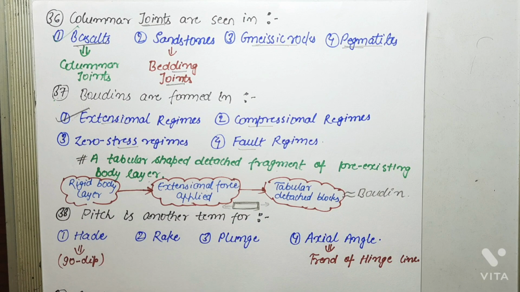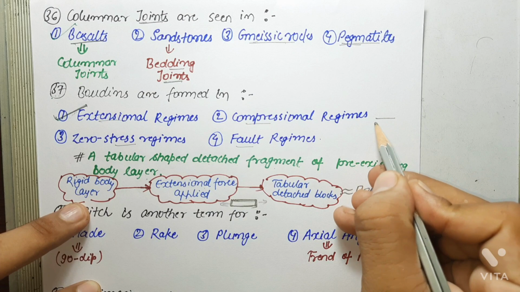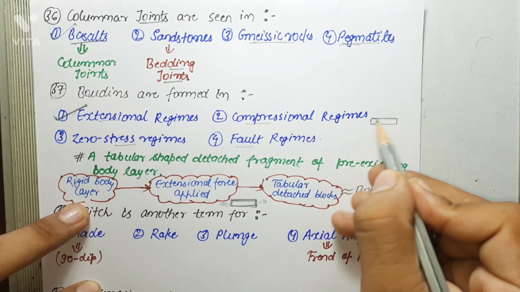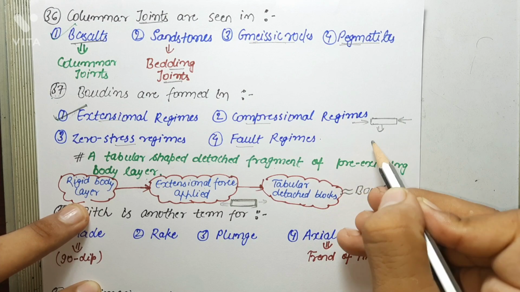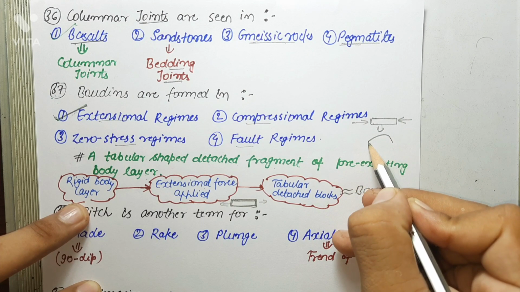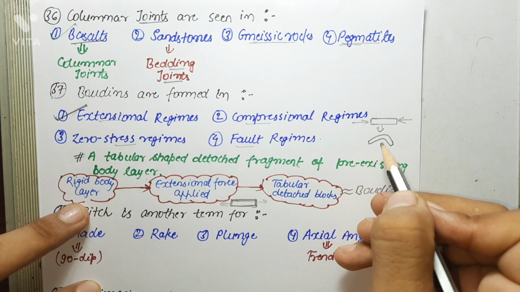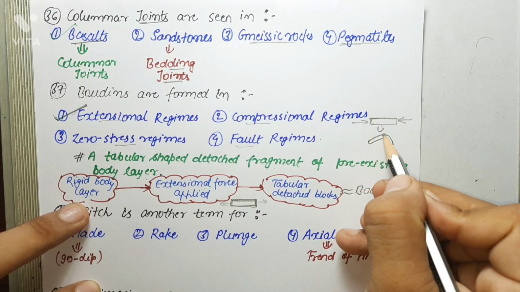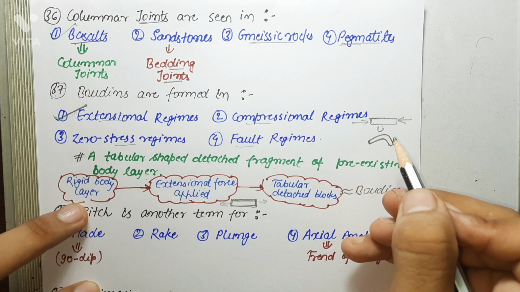In compressional regime, the feature which is formed is known as fold. Okay, in case of fold, there was say a bed, a rigid body layer, and in this layer compression force is applied. Now either this bed will bend like this, or if it is brittle then it will break. Okay, so if it bends like this, then it is termed as fold.